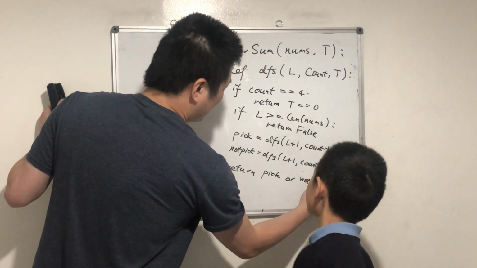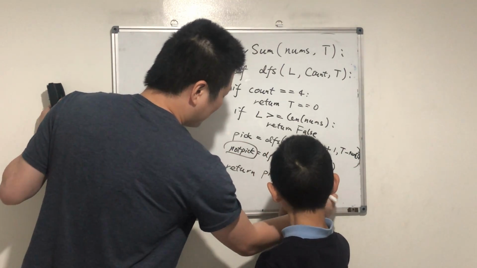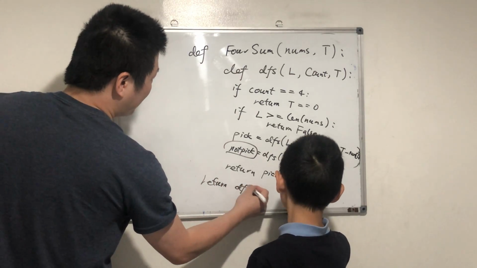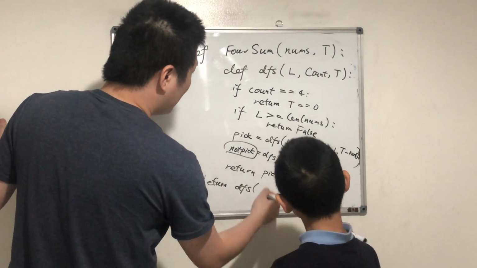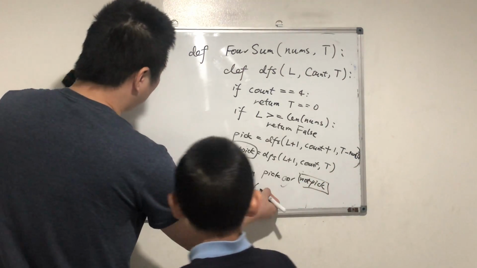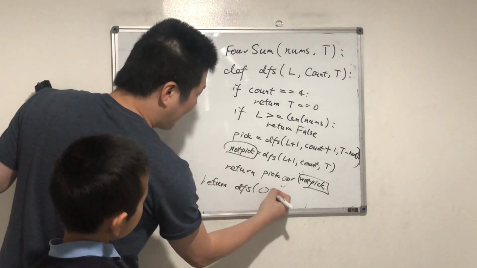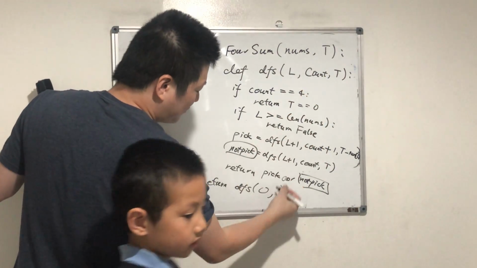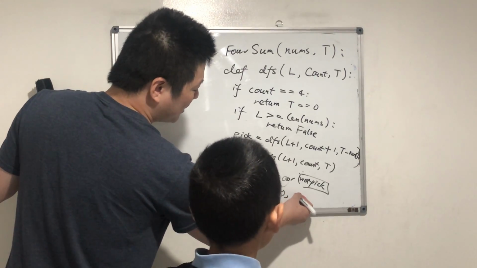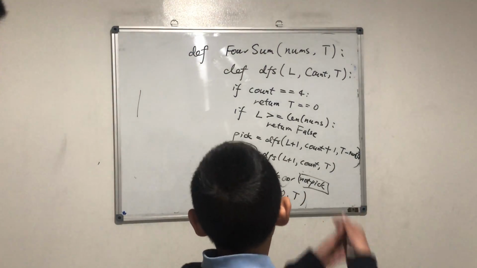Remember, this not pick is a variable. It's not actually a negation, right? Okay, and then here I should just call this function, right? Return DFS. What should I give this number? The L, the initial value will be what? The first element, 0. Okay, and then count is 0. At the beginning we haven't picked anything. And then what should I put for the third parameter? Target, which is T. Okay, that's it. Does it make sense?